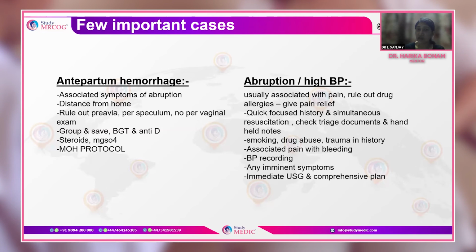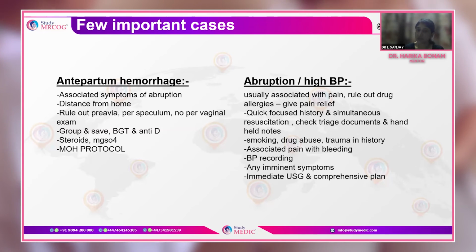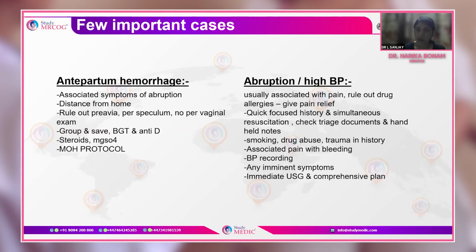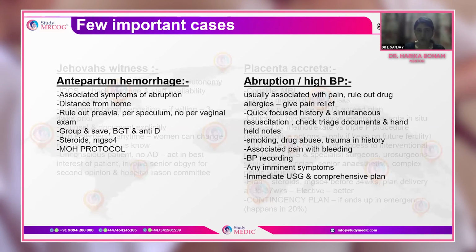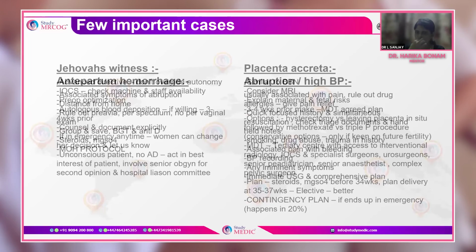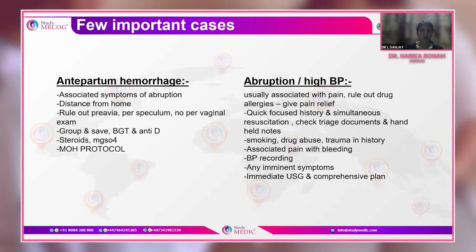Immediately do a bedside ultrasound to see that the baby's heartbeat is there and that it is not an IVF. Then you can discuss with your consultant and make a comprehensive plan, a mutually agreed plan after discussing with the patient. Most of the time in these situations of abruption, it will be immediate delivery.